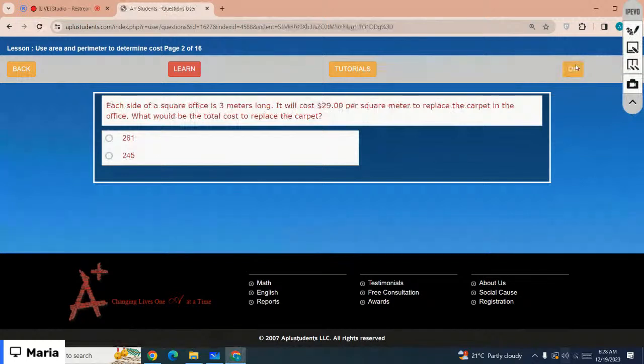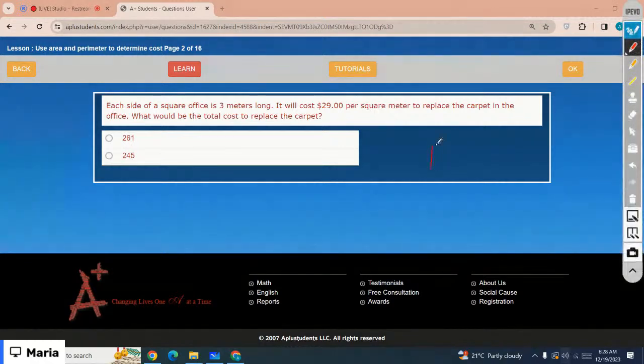Okay, each side of a square office is 3 meters long, right? The office is 3 meters long, square shaped. It will cost $29 per square meter to replace the carpet in the office. What would be the total cost to replace the carpet? So, the thing you need to understand here is the square office.